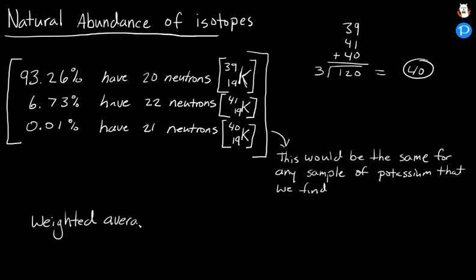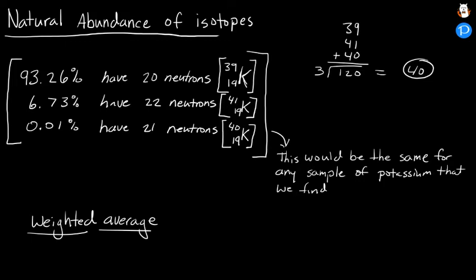Weighted average. Basically, we have to assign each of these masses a weight according to how abundant they are. So this one right here definitely holds the most weight because it's 93% abundant. This one would hold the next to most amount of weight, and then K40, which would have been our regular average here, holds the least weight because it's barely anything. We would barely ever find K40. It's a very rare isotope.